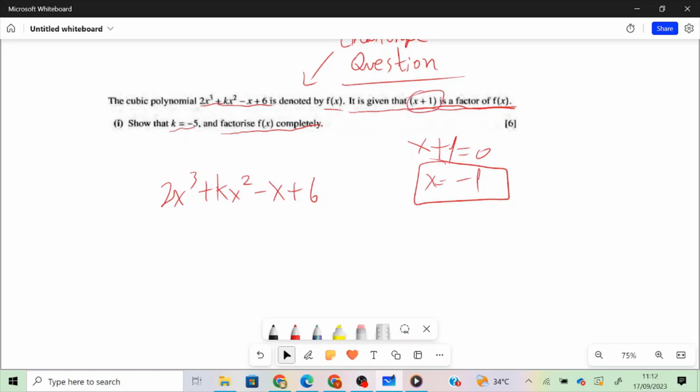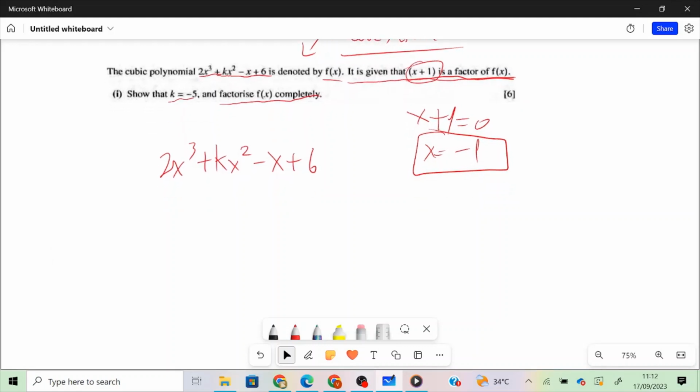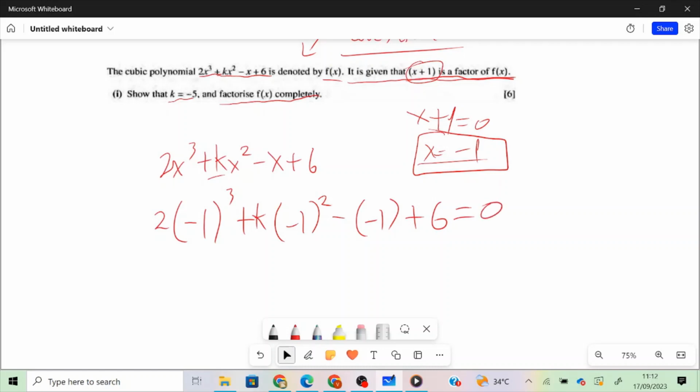And as I had mentioned earlier, if it is a factor and you equate that to 0, whatever you get for x and you substitute into the polynomial, you will get 0. So what we can simply do is substitute our x into the polynomial and equate it to 0 to find our value of k. So we have 2 into minus 1 cubed plus k into minus 1 squared minus minus 1 plus 6. And we know that this is meant to equal 0, because as I said in the remainder theorem, the factor theorem, if it's a factor then you get 0.